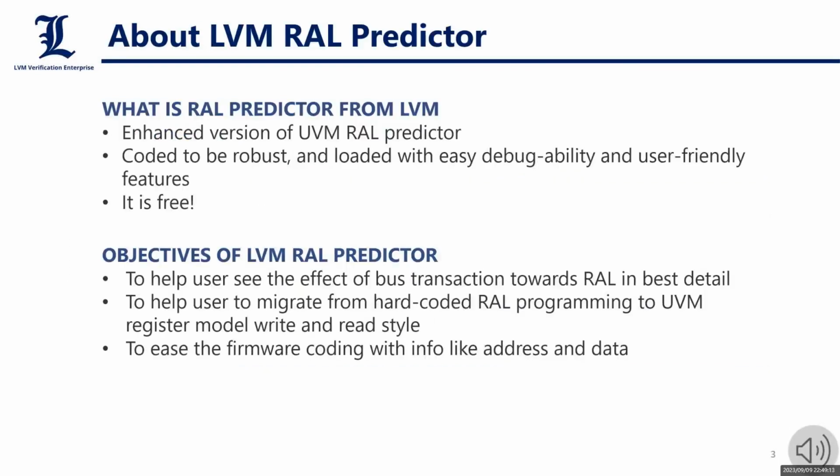Basically, this RAL predictor is an enhanced version of the original UVM one, which is coded to be robust, easy to debug, and also user-friendly. Most importantly, it is totally free. Our objective is to help users see the effect of bus transactions towards RAL in best detail, to migrate from hard-coded RAL programming to UVM register model write and read style, and to ease the firmware coding with info like address and data.